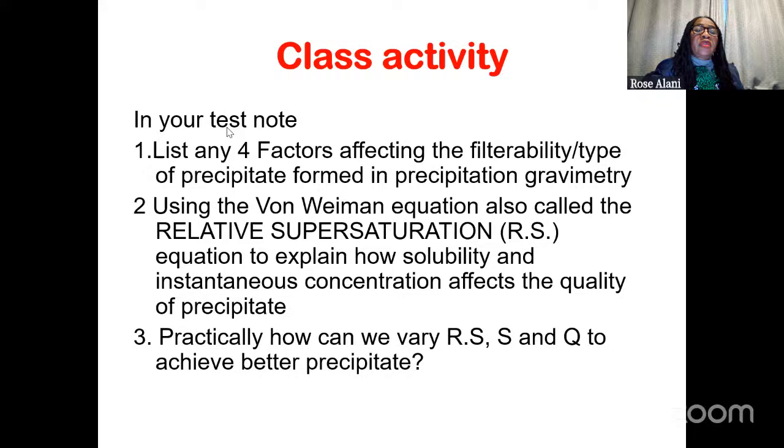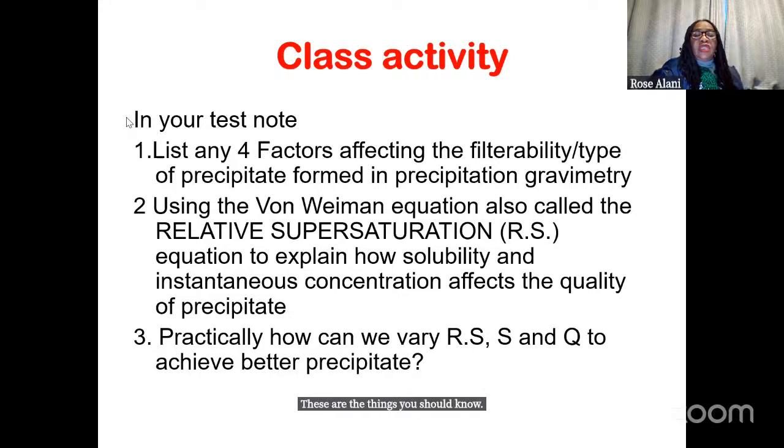Okay. Now, this is supposed to be a class activity. So list any four factors affecting the filterability or type of precipitate formed in precipitation gravimetry. I've just mentioned them: temperature, pH, rate of mixing, and so on. So you can list them. These are the things you should know.